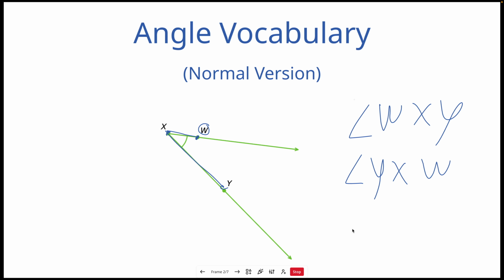Then the last way, always have the angle symbol. You could call it angle X. And X is the center letter, okay? It's always the center letter. And we have a special word for the center of an angle. It's called the vertex. Okay, so X is the vertex.